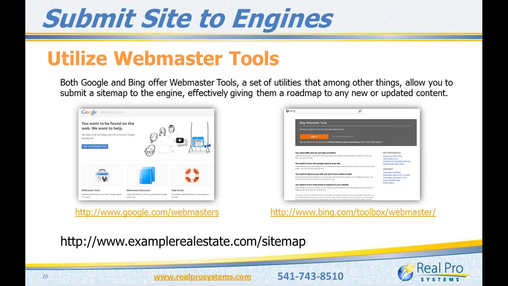And as I was mentioning, the sitemap is kind of that roadmap of what your site looks like. And for anyone that has a Real Pro Systems site, this link that I just put up is kind of an example of what that sitemap would look like. It's after the .com, so it's .com/sitemap, all one word. And so once you have that Webmaster Tools account set up, then you can submit the sitemap, whatever your domain might be.